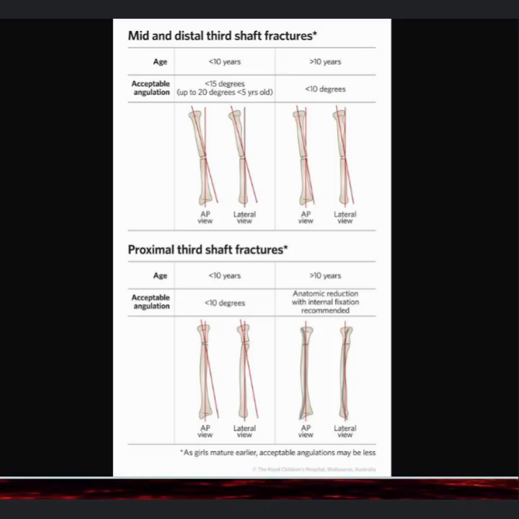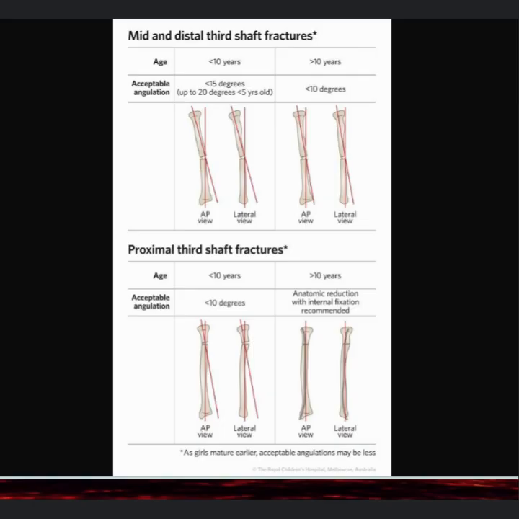So this one doesn't necessarily apply specifically to our patient, but in general, patients 10 years and younger have quite a bit of remodeling potential. So acceptable angulations in 10 years and younger on the AP view are approximately 15 degrees, and also on the lateral view, 15 degrees of angulation. In 5 years and younger, we can accept up to 20 degrees of angulation. Anybody over the age of 10, we want less than 10 degrees of angulation, because we know that they're getting closer to reaching skeletal maturity, and these degrees of angulation can cause possible rotational issues.